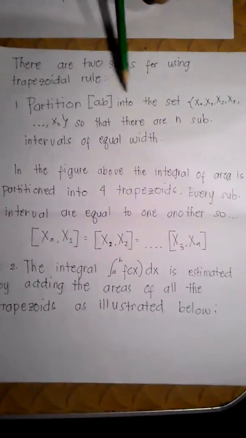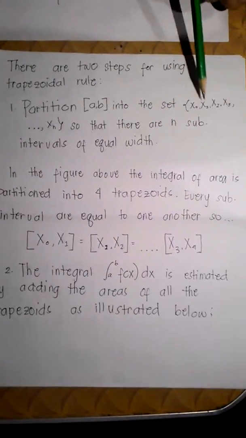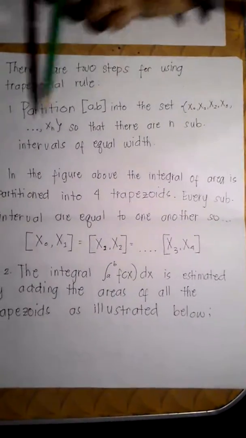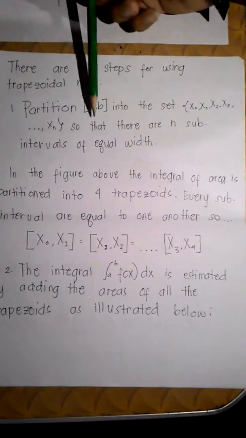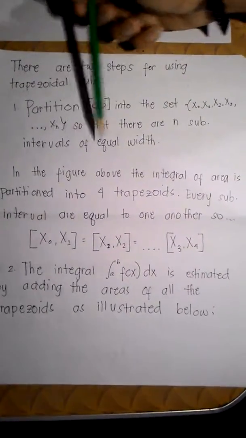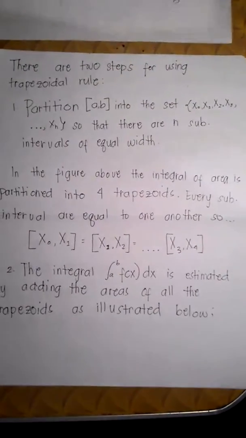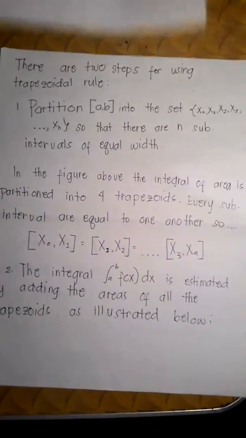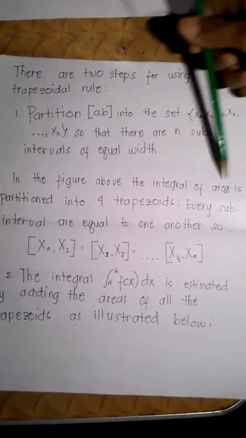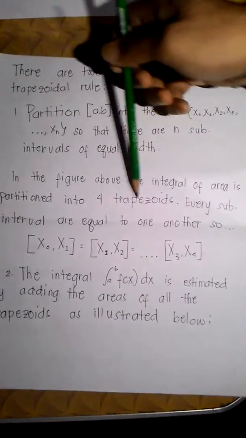Partition AB into the set x sub 0, x sub 1, x sub 2, x sub 3, up to x sub n, so that there are n sub-intervals of equal width. In the figure above, the integral of area is partitioned into 4 trapezoids.